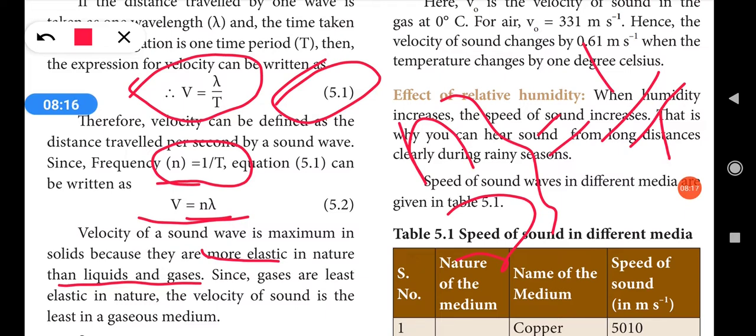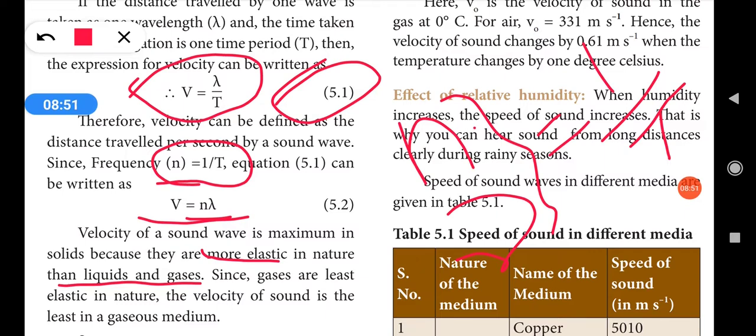So if the elastic nature is greater in an object, what happens to sound? It travels faster. Because in an object with elastic nature, the particles in the object will vibrate easily. Vibration is what produces sound. So in an elastic object the particles vibrate easily and then sound can travel faster. Velocity of a sound wave is maximum in solids because they are more elastic in nature than liquids and gases.